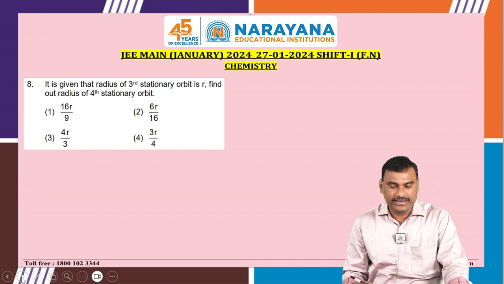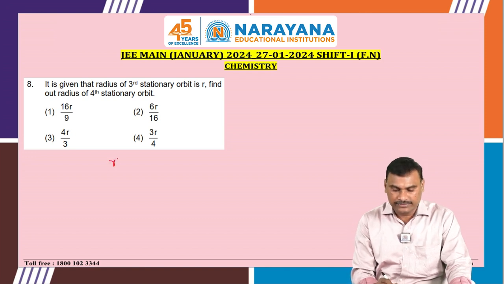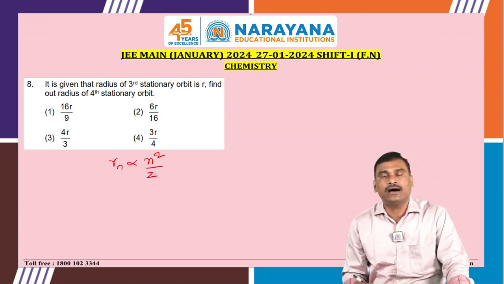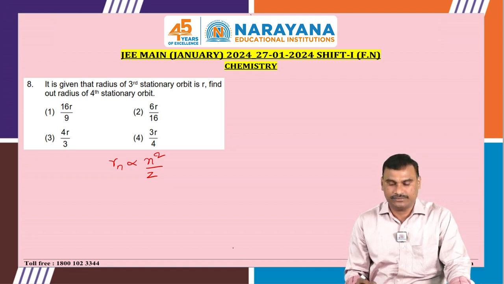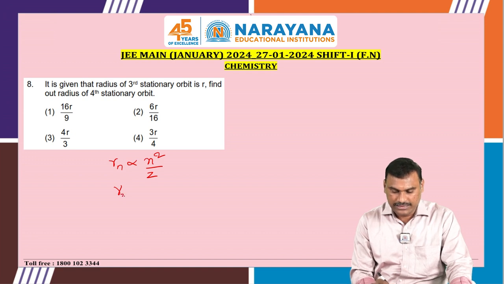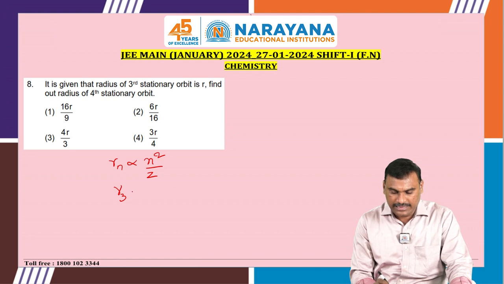Eighth, it is given that the radius of the third stationary orbit is r; find out the radius of the fourth stationary orbit. Already you know Rn is directly proportional to n square by Z, where n is the orbit number, Z is the atomic number, and r is the radius of the orbit. Now R3, since it is asking about the third stationary orbit and no atom is mentioned, we can take it as hydrogen. R3 is equal to k into n square, third stationary orbit, 3 square by 1.